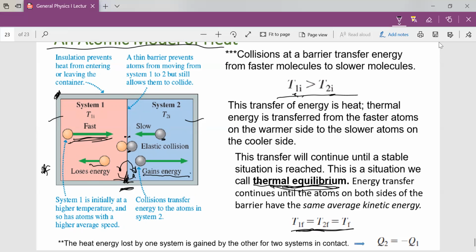So T final for 1 is equal to T final for 2, which is equal to the temperature of the system because they are equal. Okay, so the heat energy is basically lost by one system and the other system is gaining. And if they get to thermal equilibrium, this system gains so much that the temperature balances. Okay, so we'll have the expression that the heat Q1 is minus, is losing, and Q2 is gaining.